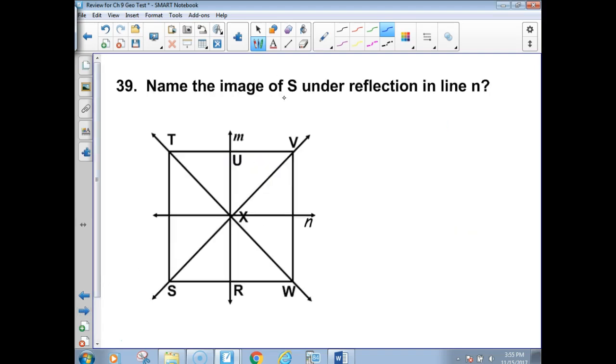All right, then 39, name the image of S under a reflection in line N. I don't know why we missed this so much. First of all, you should find line N. Highlight line N. Now, it's not going to be the same question on the test. It might be something else on here, and it might be over line M. But you've got to know what line you're going over. So if we name the image of S, there's S, and if it goes over line N, where's it going to go? To T. It's got to go straight across the same distance. So this distance is equal to that distance, and that's why it goes to T. The answer to the question is point T.